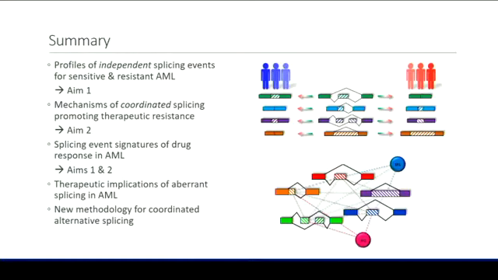Just to summarize my project as a whole, the first aim is going to identify independent splicing events for sensitive and resistant AML, while my second aim is going to characterize mechanisms of coordinated splicing promoting therapeutic resistance. Both of these aims, although independent, are highly related, in that both will find splicing event signatures of drug response. This hopefully has potential therapeutic implications in terms of aberrant splicing and its role in AML drug response. Also, this splicing event network, I believe, is a new methodology to look at coordinated splicing beyond just cancer. It can look at coordinated splicing in other diseases and other aspects of biology.